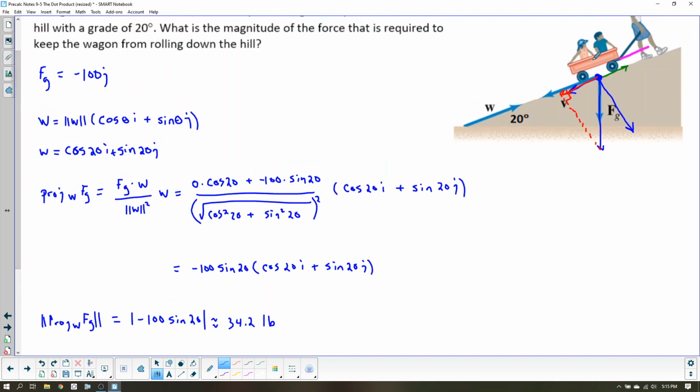So 100 pounds of kids in this wagon, that 100 pounds pulled straight this direction. Some of the 100 pounds is pressing against the ramp here, and some of it is pulling down this direction. And the amount that's pulling down the ramp is 34.2 pounds. So we would have to pull with an equal force to keep it from sliding down that ramp.